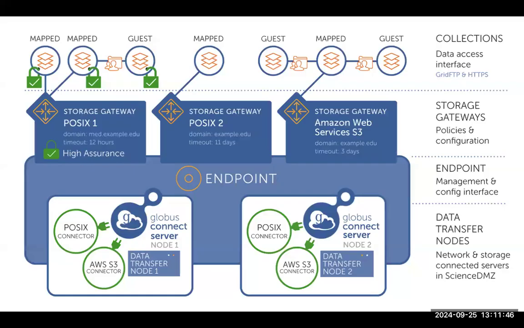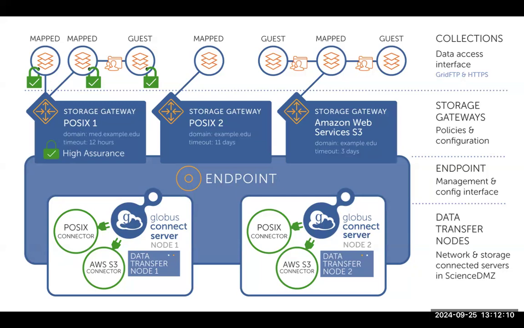All right, so that's generally what you configure at the endpoint level. And there's a command, Globus Connect Server endpoint update, that allows you to change all those things. So the next level of granularity is the storage gateway, which provides all the configuration that you need to be able to access some type of data storage.